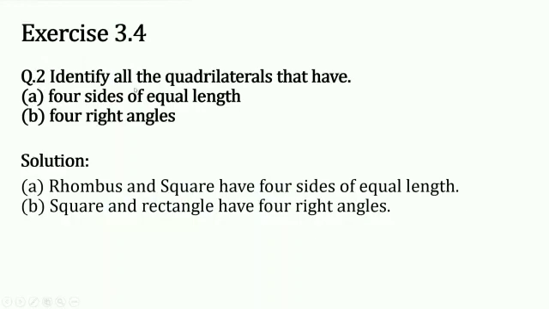Question number 2. Identify all the quadrilaterals that have, first one is 4 sides of equal length, and second one is 4 right angles. For the first one, 4 sides of equal length. We know that as we have discussed in the properties, rhombus and square are the quadrilaterals that have all 4 sides of equal length. Second one is 4 right angles. So we know that square and rectangle are the quadrilaterals that have 4 right angles.